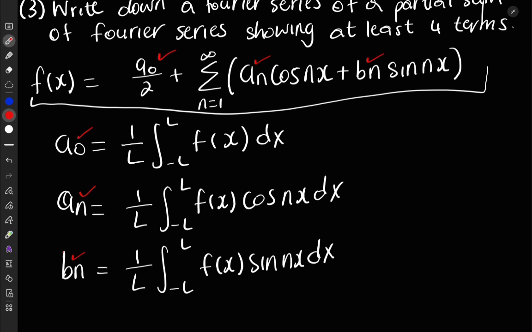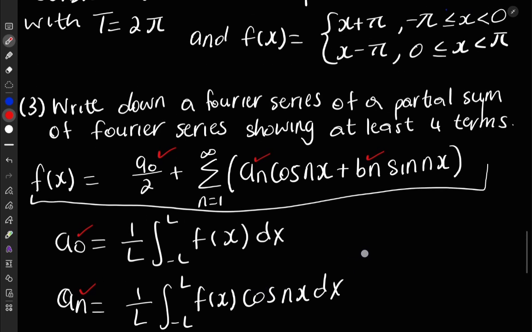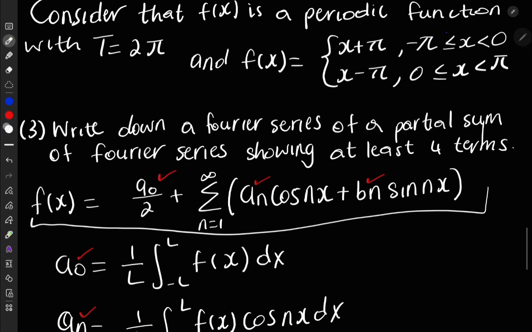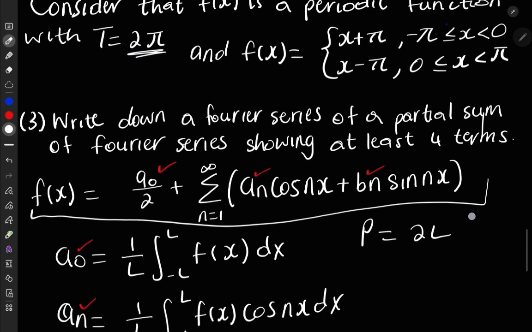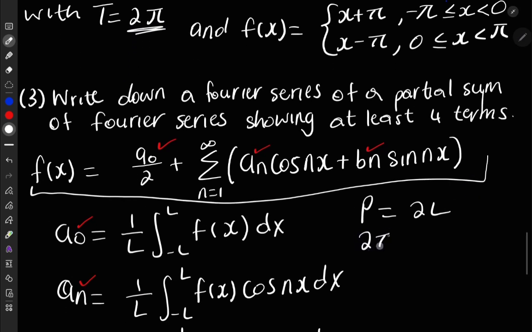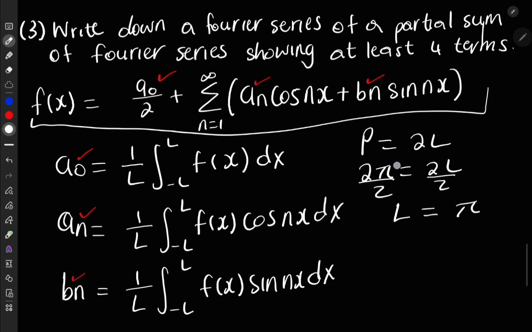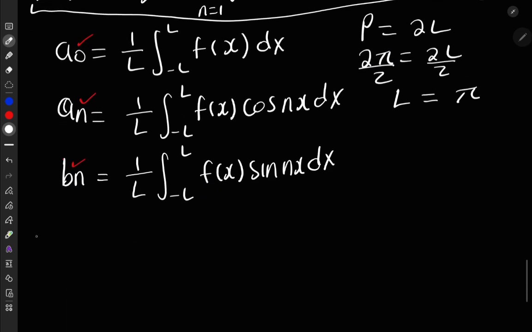Now let's start with a0. In order for you to know what you are going to substitute in the place of L, you know that the period is equal to 2L, and we are given here that the period is 2 pi. Then 2 pi is equal to 2L. You divide by 2 on both sides, then you see that L is going to be pi. Then let's start with a0.